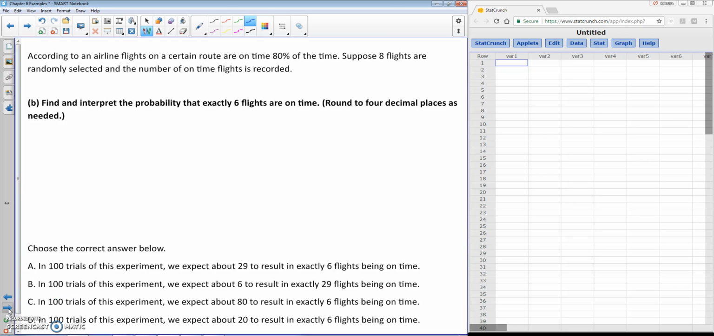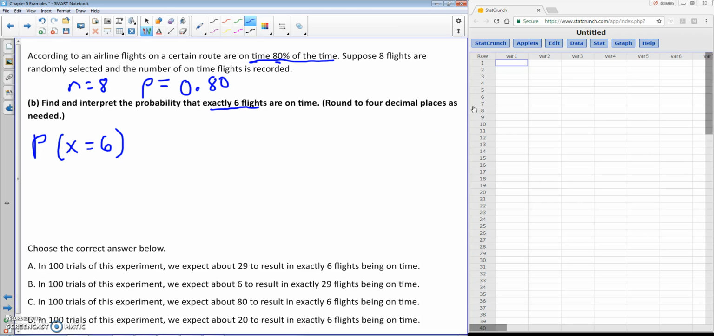So we want to find and interpret the probability that exactly 6 flights are on time. And they're on time 80% of the time. So we have that n is 8, p is 0.80, and then we want to write our probability statement. So the probability that x equals 6, so that exactly there indicates equals.